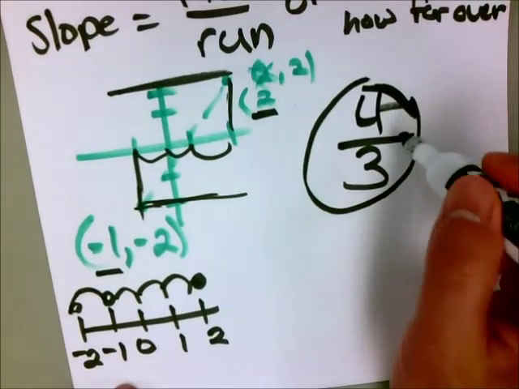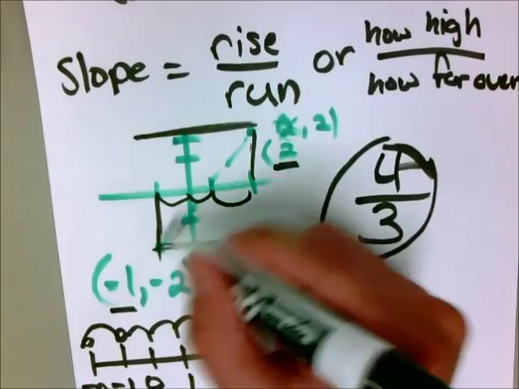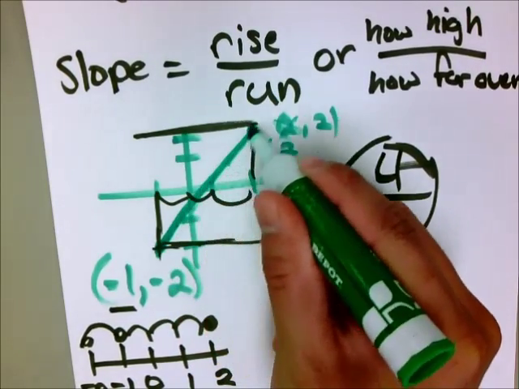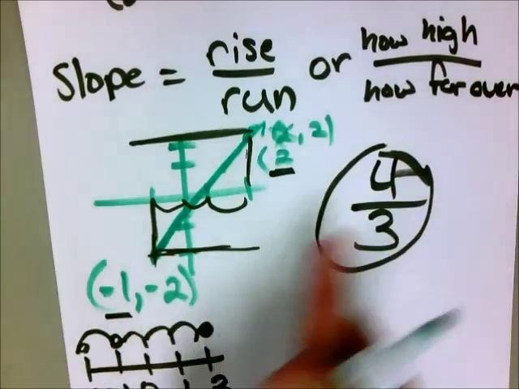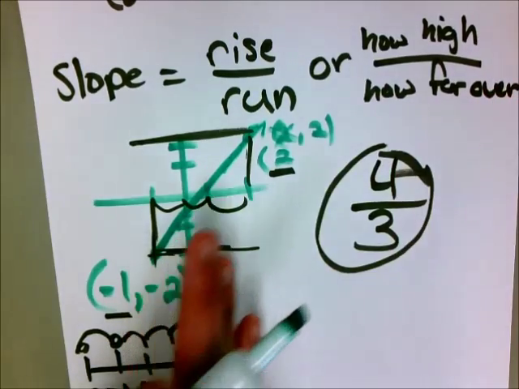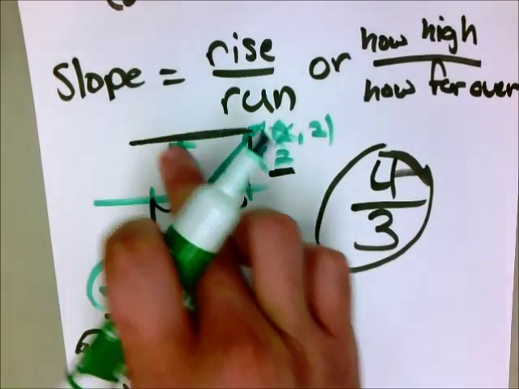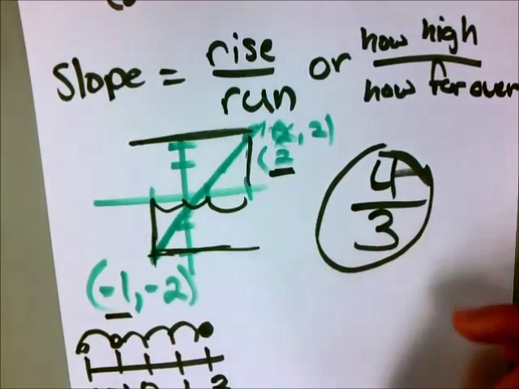And how you know it's positive is because your line goes upwards. You'll notice, and you kind of can't see it, but if you drew that line, it would go upwards. You're always going to count left to right, and if it goes upwards to the right, that means you're going to have a positive slope. If the line points downwards, then that's going to be a negative slope.